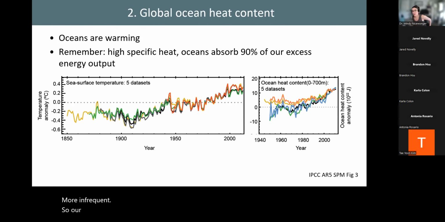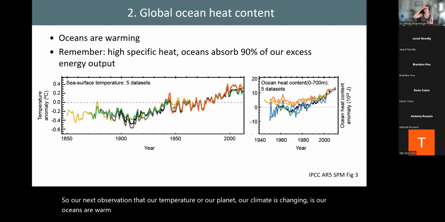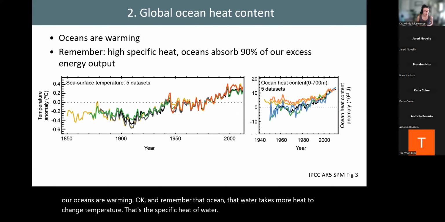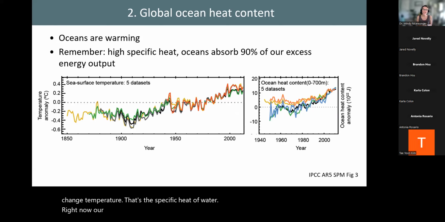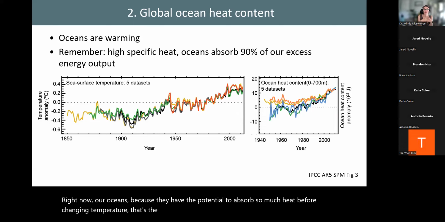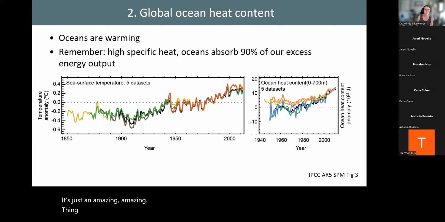So our next observation that our climate is changing is that our oceans are warming. Remember that water takes more heat to change temperature. That's the specific heat of water. Our oceans have the potential to absorb so much heat before changing temperature. That's the thermodynamic property of water. It's just an amazing thing we have on our planet. It can absorb so much heat.